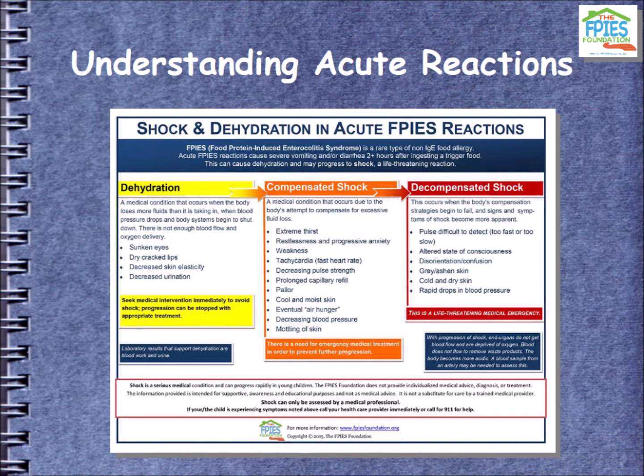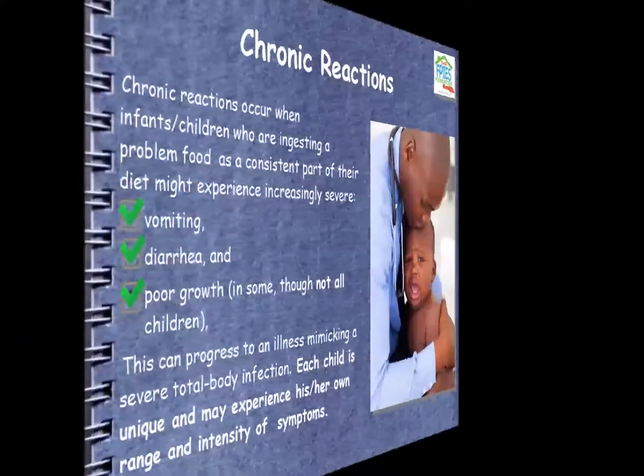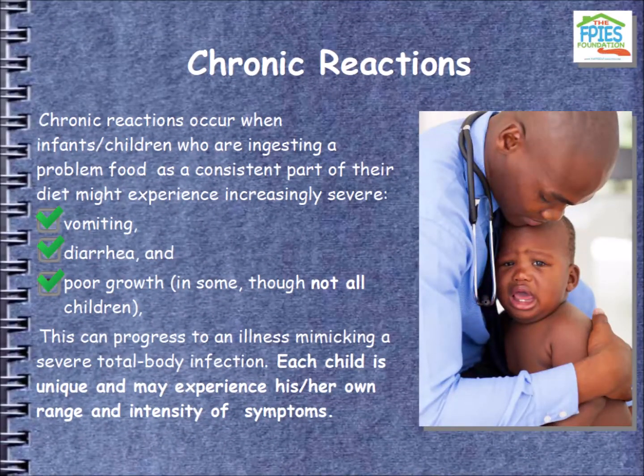So the other reaction pattern for FPIES reactions is chronic reactions. These can occur when infants or children are ingesting a problem food as a consistent part of their diet. And when this is happening, they might experience increasingly severe vomiting, diarrhea, and in some children, poor growth, though this is not the case with all children. These symptoms can become serious. They can progress to an illness which mimics a severe total body infection.